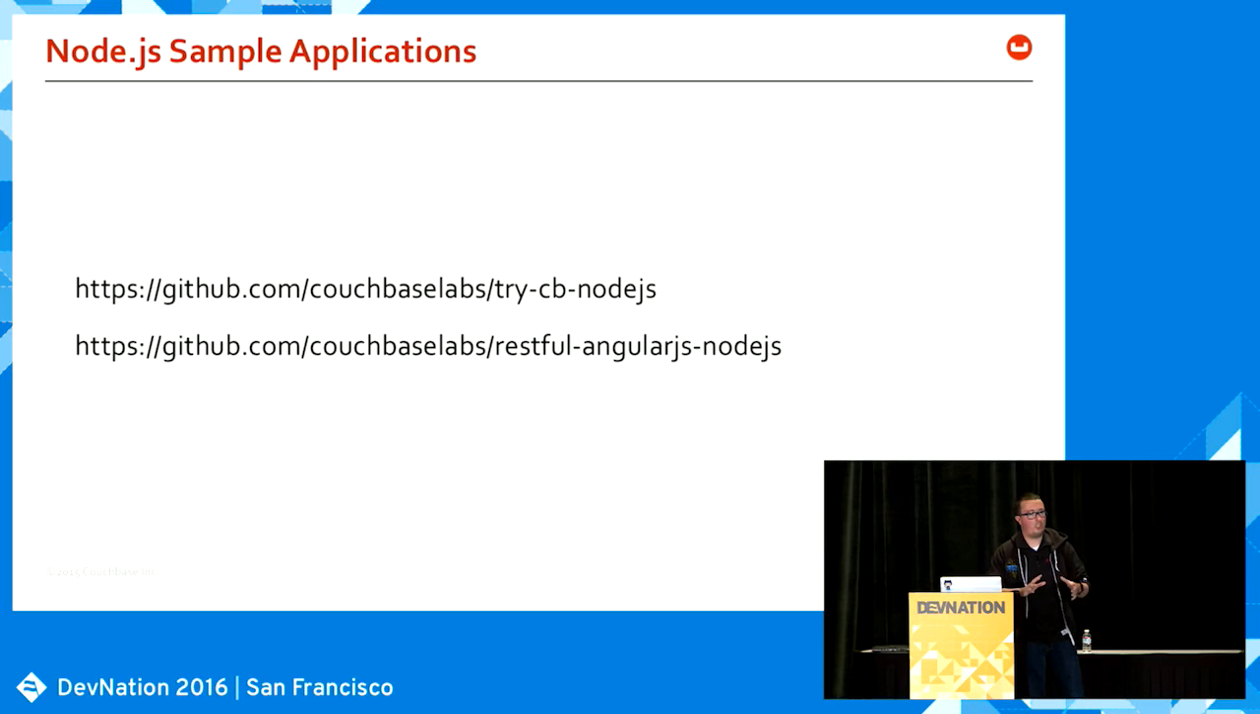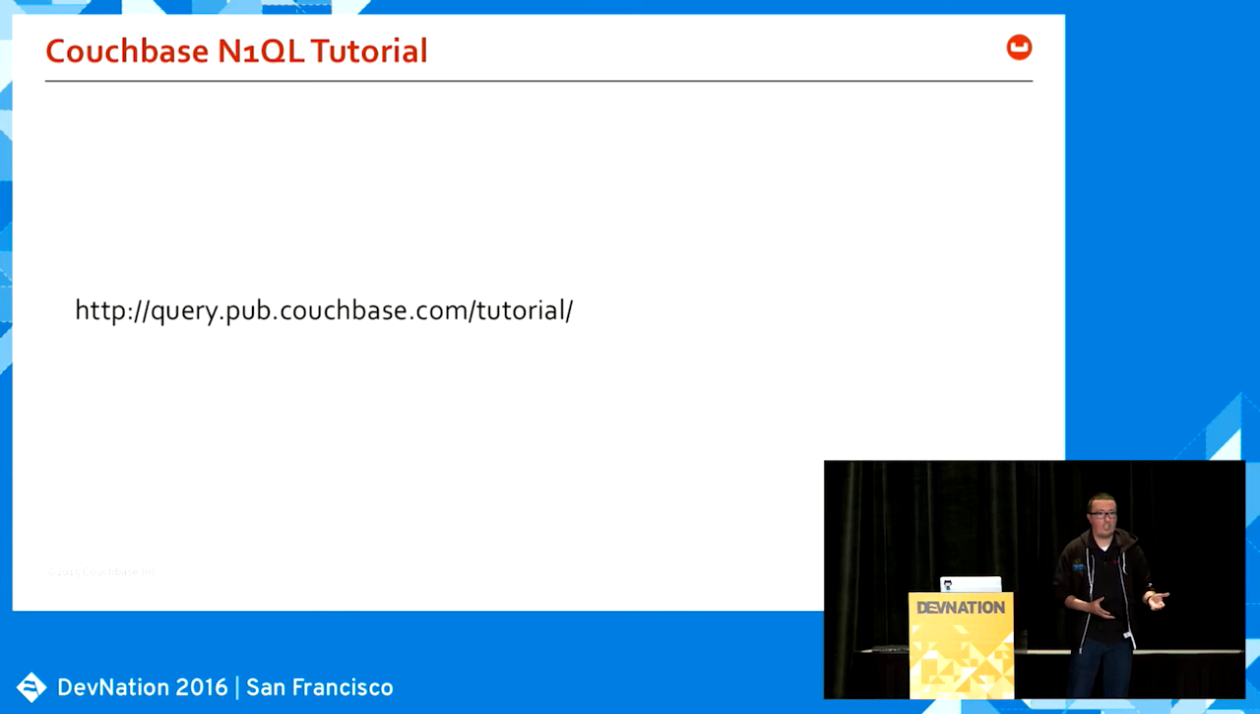I'm not done yet. I just want to show you the links to the examples that I have here. I did provide the slides, so you can download these slides and have access to these links if you want to look at the source code yourself. The TriCB Node.js is the more complicated queries, more complicated code. The RESTful AngularJS sample that I have here is the one that I showed you. Very simple. If you want to learn about querying, you can visit this query tutorial. It's interactive. You can query against a live data set here. It really trains you on how to not only use SQL but how to use N1QL.